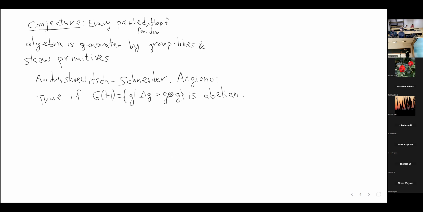So let me mention that there is one paper by Andruskiewitsch and Schneider where they proved it in the case where all of the prime divisors of the order of the group of group-like elements are bigger than 7, because there are some funny things that happen when we have small prime divisors. Then Angiono finished it also for the case where the prime divisors are 2, 3, 5, or 7.